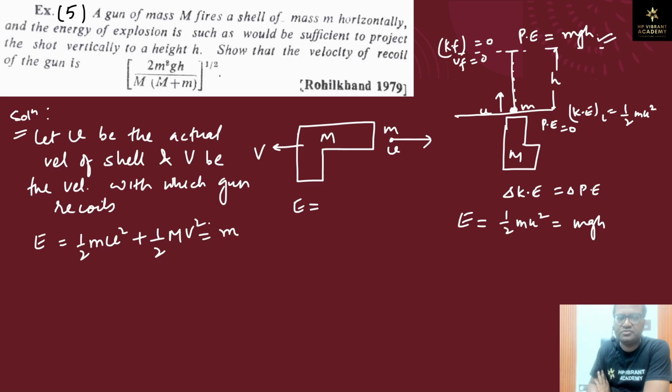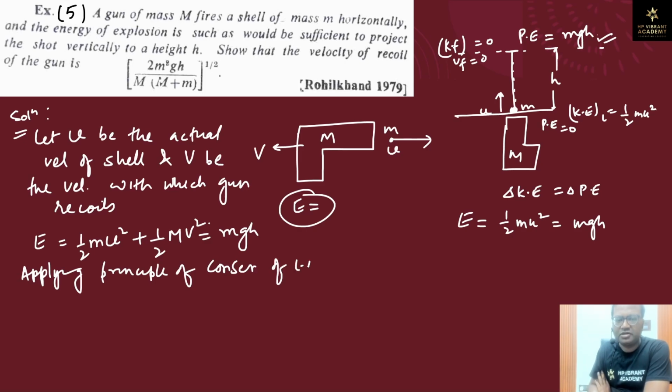This is equal to mgh. Also, since there are no external forces acting in the horizontal direction, we can apply the principle of conservation of linear momentum. So applying the principle of conservation of linear momentum, we get m small v is equal to capital M into capital V. From here we have to find the capital V, that is the velocity of recoil of the gun.